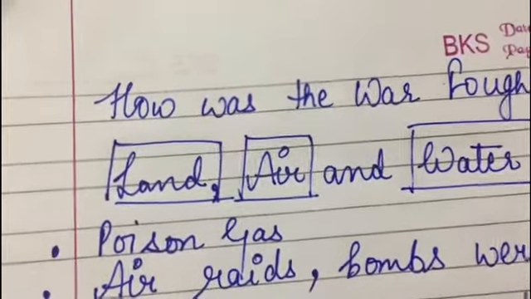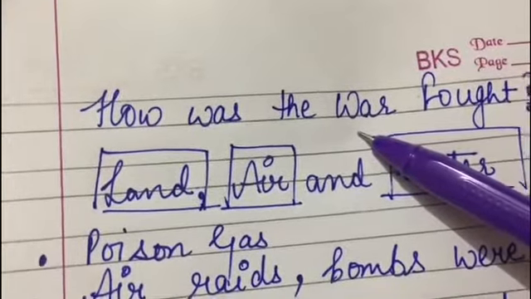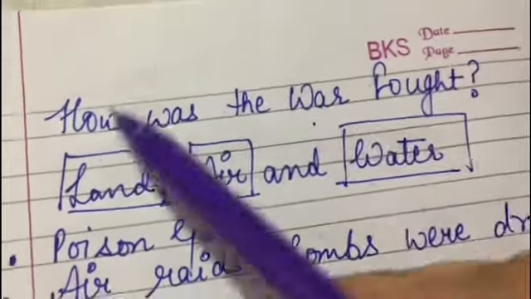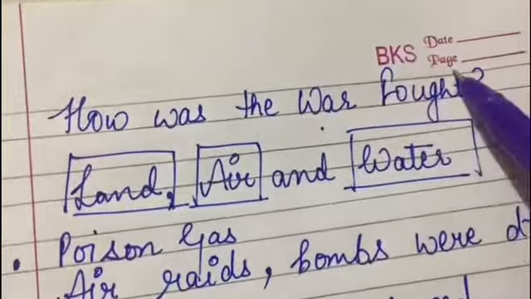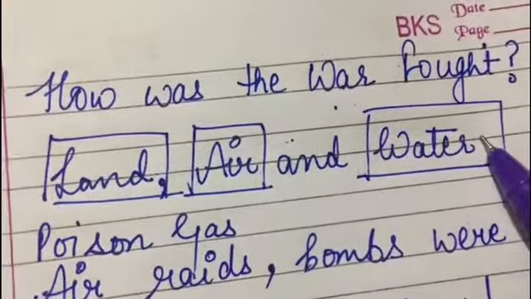Good morning, class. So, in a previous class, we did the Second World War and what caused the war. And now, today, we will do how the war was fought. Okay? So, basically, the war was fought on land, air, and water.